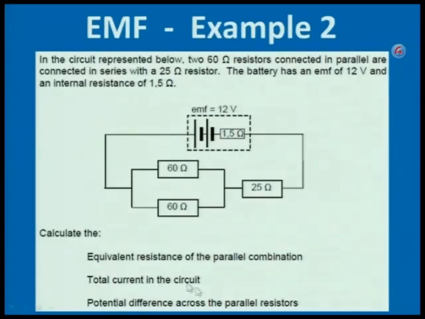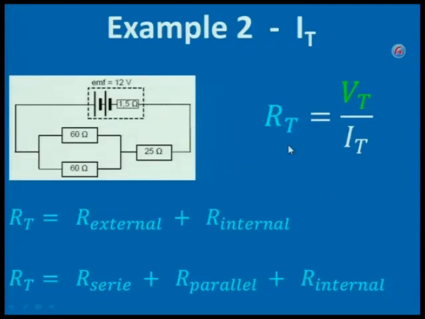Now let's look at the second part of the question. Total current in the circuit. That means the current that flows here through that 2.5 ohm resistor before it splits up there. So, if you go to Ohm's law, R is equal to V over I. But we need the total resistance. We've just calculated the resistance in parallel, but we also need the resistance in series, which is 2.5 ohm, and also the internal resistance, which is 1.5 ohm. Don't forget that little one.